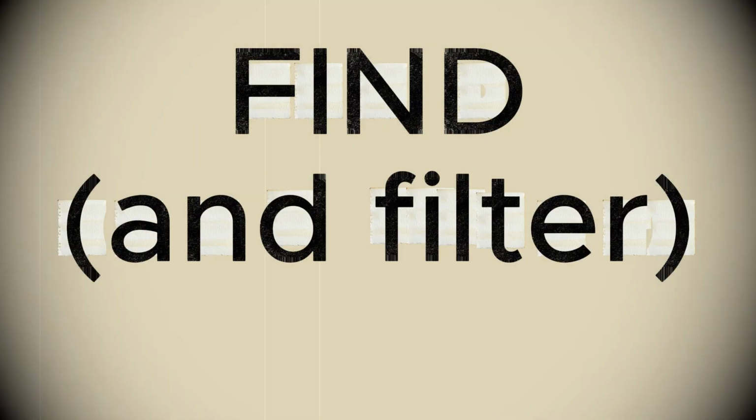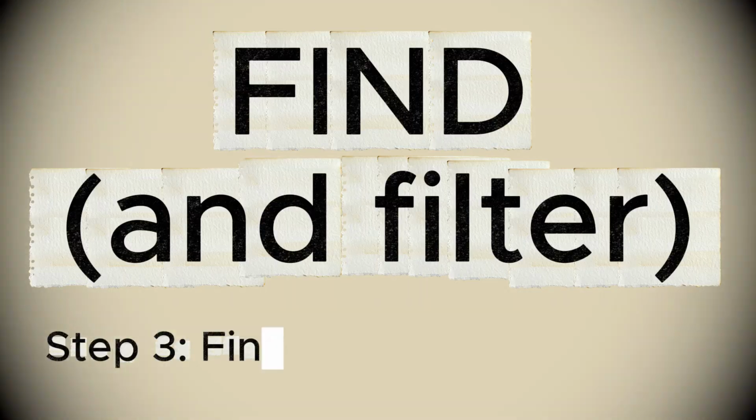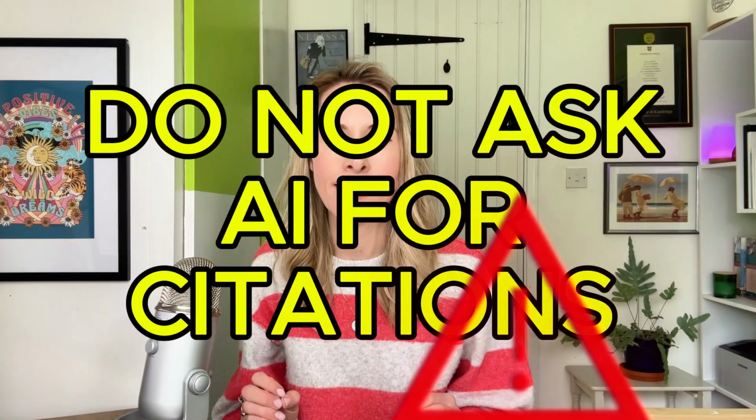Phase 2, find and filter. Now, this is where AI gets dangerous. Pay attention. Step 3, find the papers yourself. Do not, under any circumstances, ask AI for citations. I'll repeat that, because students keep doing it and keep getting caught. Do not ask AI language models like ChatGPT or Claude or Gemini for citations.